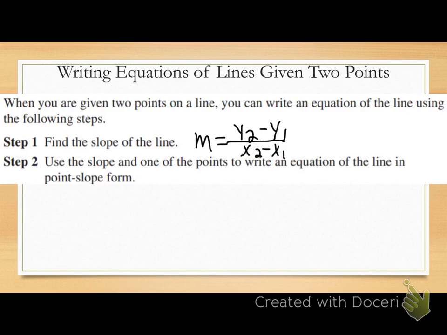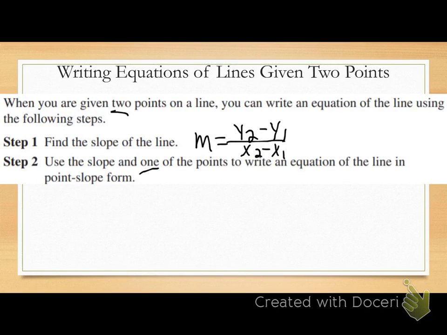What was the other way we found the slope? If we were given a graph. Rise over run. You create that triangle and find your rise over your run. Yep. So step 1, find the slope of the line, depending on what you're given. Step 2, use the slope and one of the points to write an equation of the line in point-slope form. Up here it says when you're given 2 points, you can follow these 2 steps.